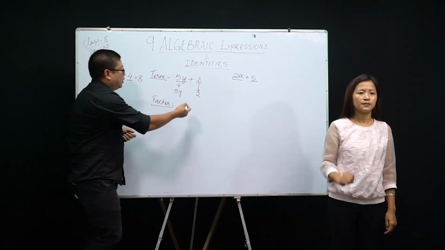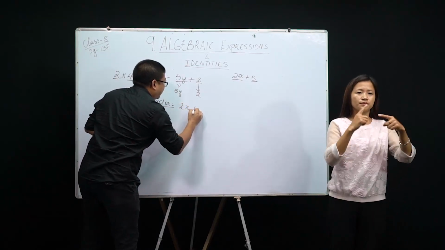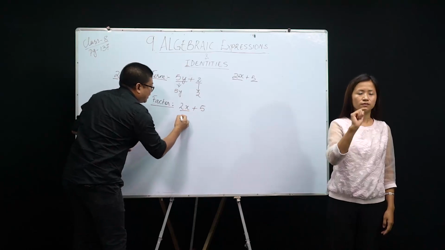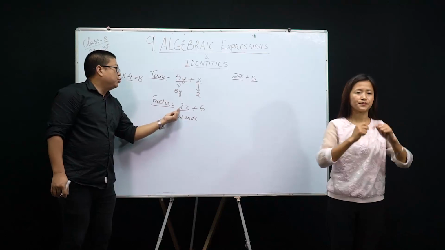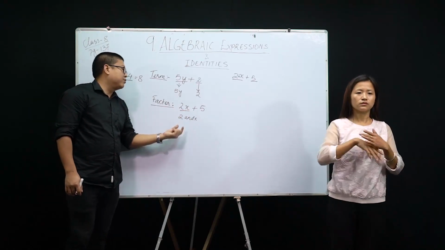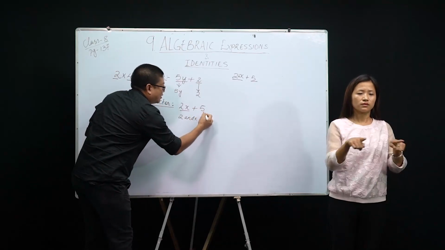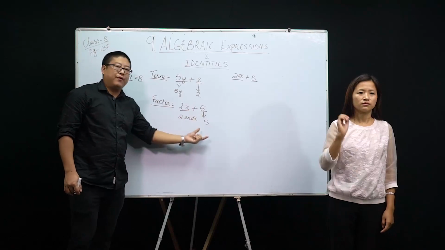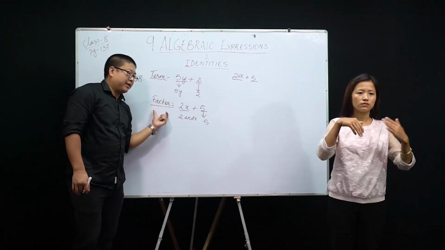Alright? So, let's take the same example of 2x plus 5. If you look at the first term, you will see the factors 2 and x. 2 into x. So your factors will be 2 and x. In the second term, you will see 5. Only 5 is given, so 5 is the only factor here. Alright? So this is all about term and factor.